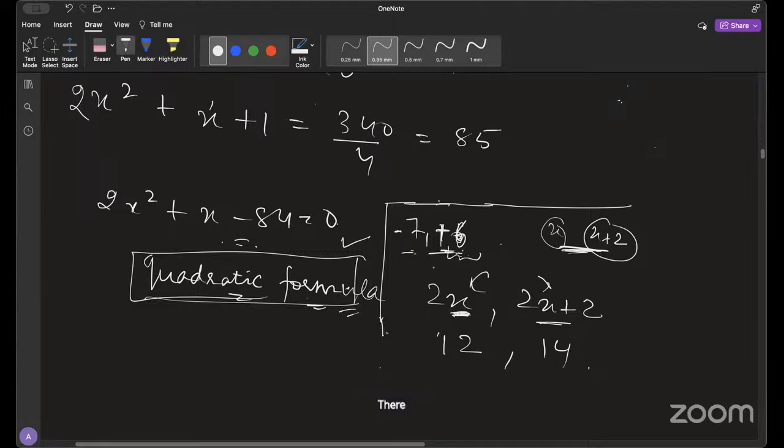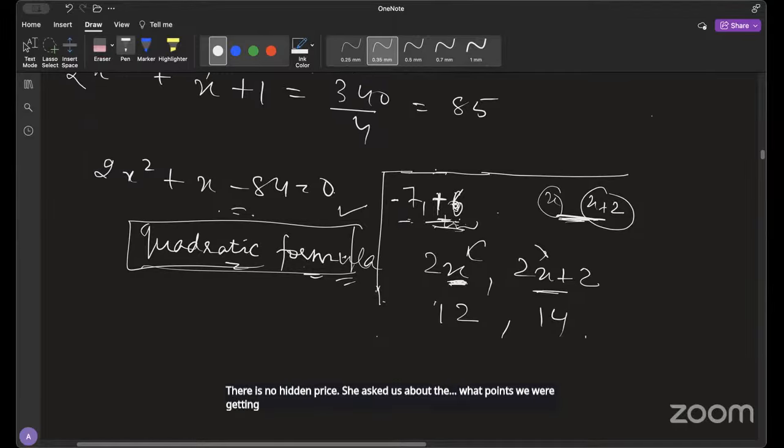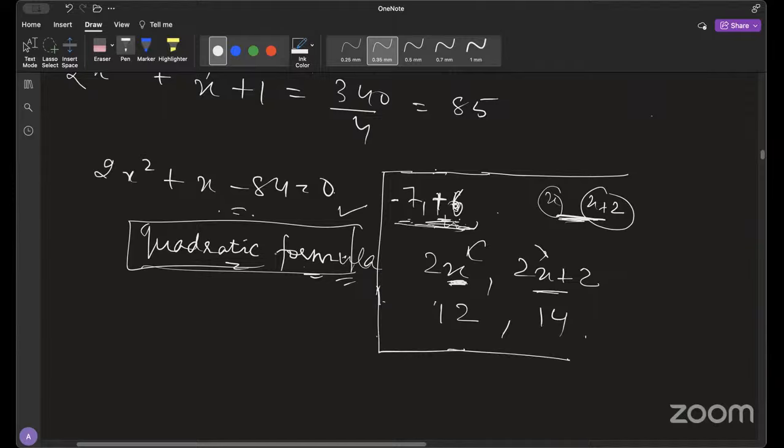There is no hidden trial. She asked us about what points we were getting. So we told her that's what it's written. My question is after ma'am did the C by A thing, we got minus 42. So after minus 42, she asked us, we told her that minus 7 plus 6 is coming, so she wrote it down.